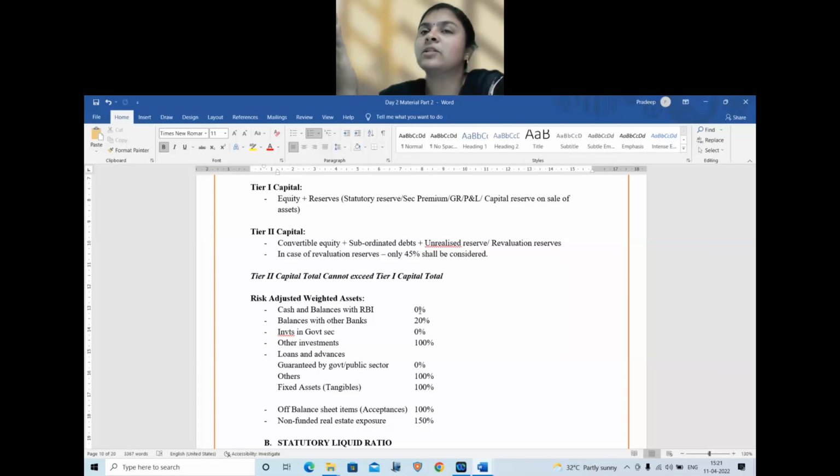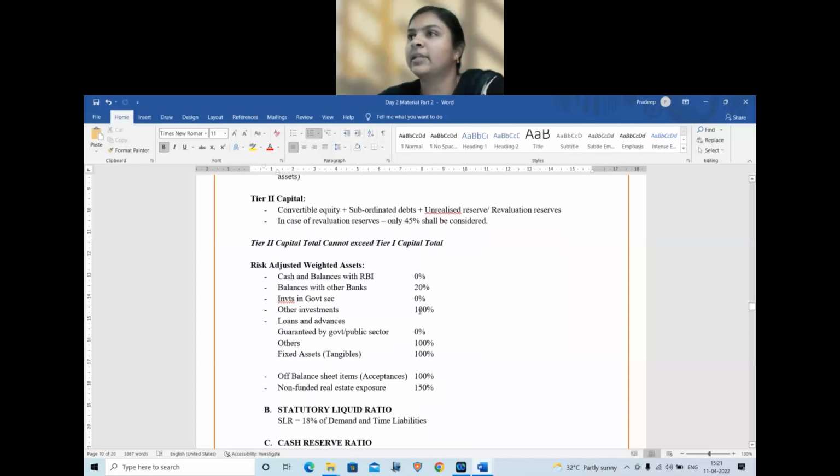By others, loans and advances given to others 100. Fixed assets 100. Off balance sheet items 100. If it is off balance sheet real estate exposure, then that alone will come to 150%. Yes, this will not be given in the exam. You have to remember the rates.